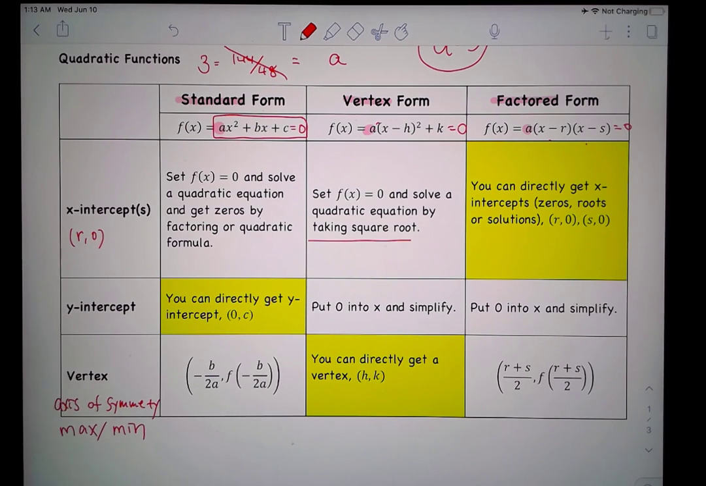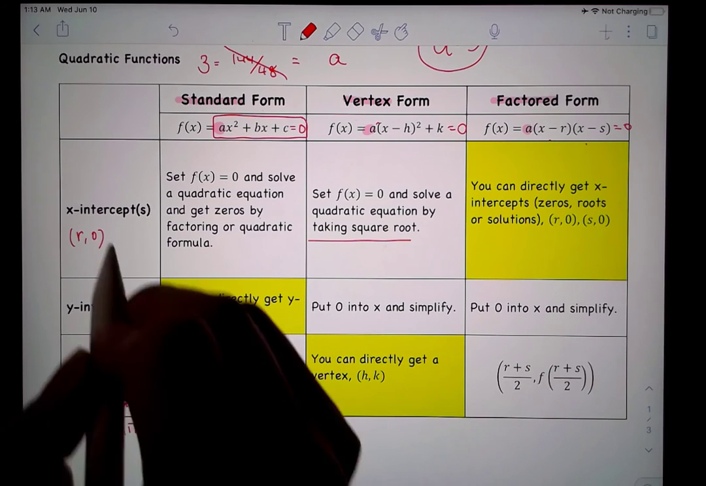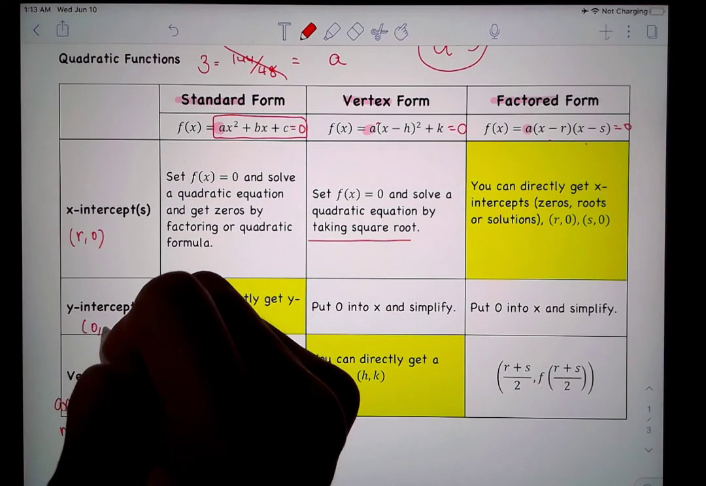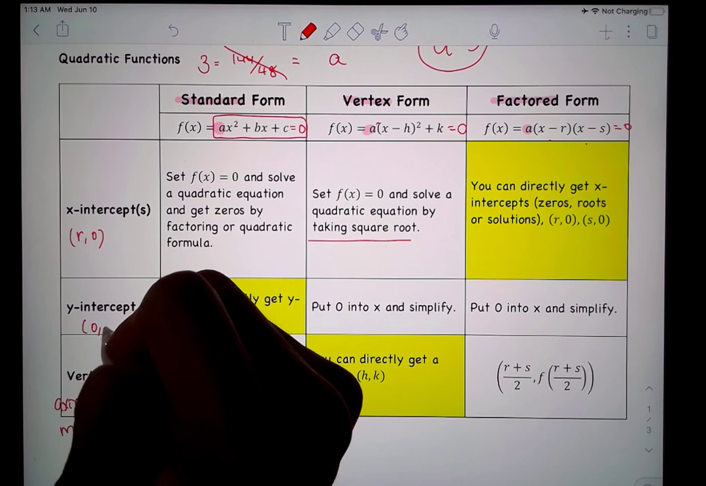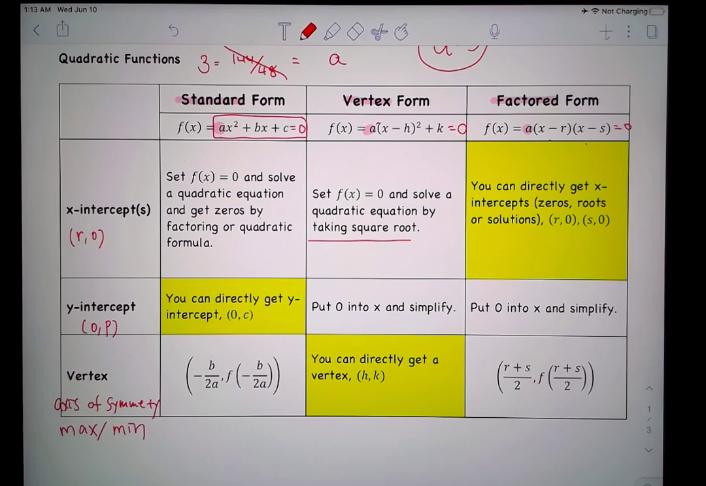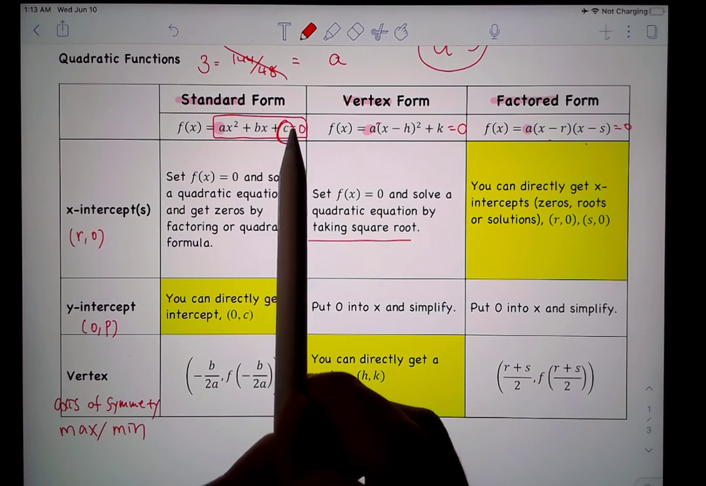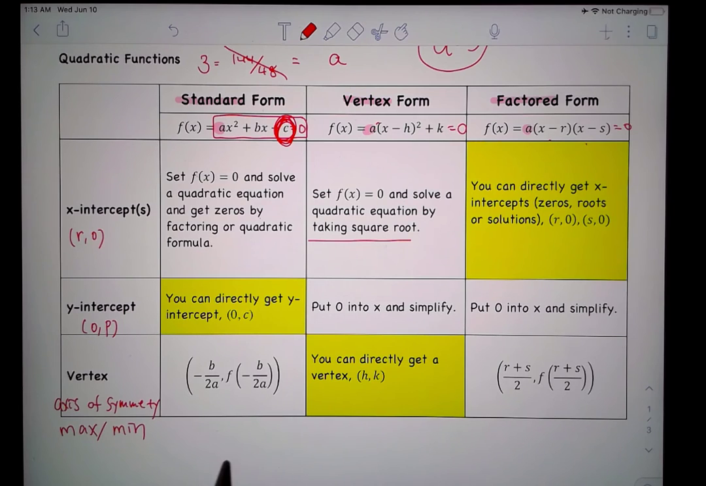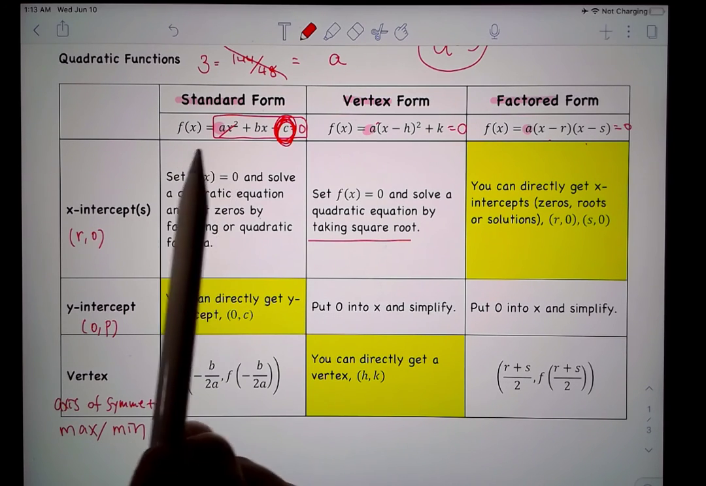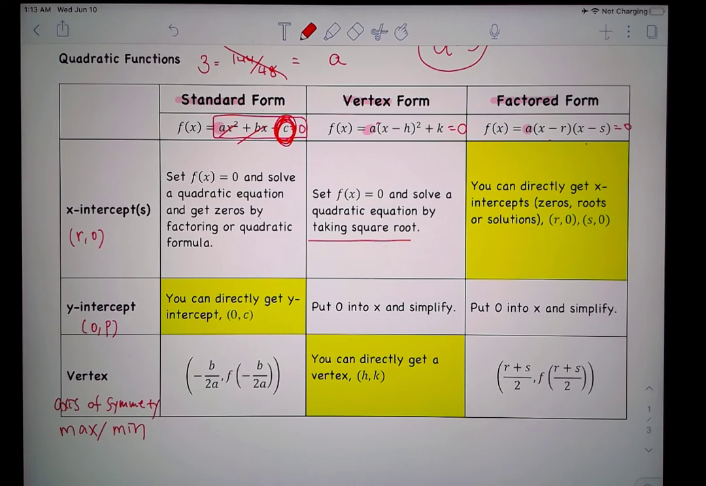And the y-intercept. The y-intercept is what? That's (0, p). So your y-intercept looks like this. We substitute 0 into x and simplify. But when you get standard form, your c is the y-intercept, because when you put 0 into x, you lose these terms. You just have c. So (0, c) is your y-intercept.